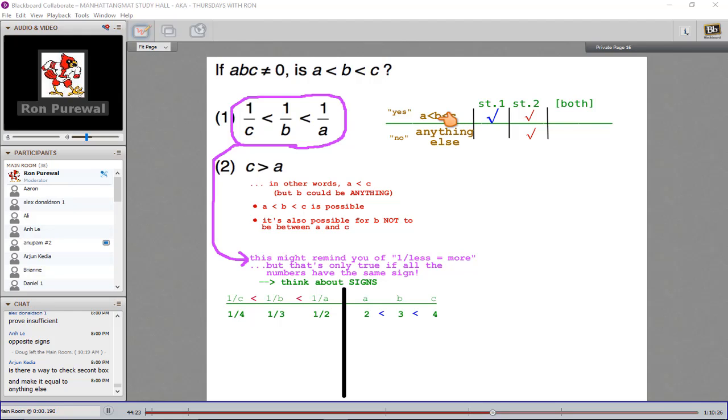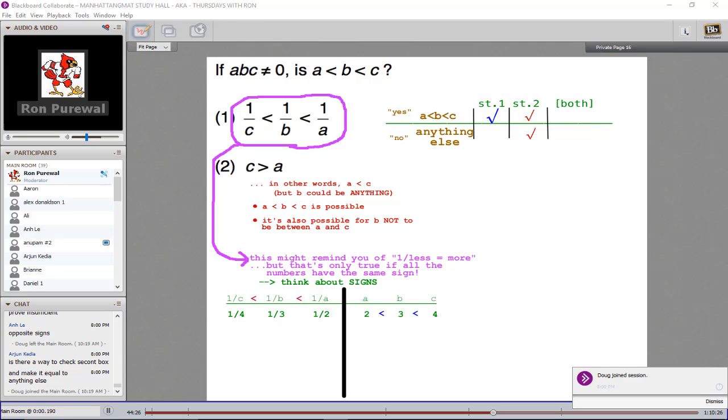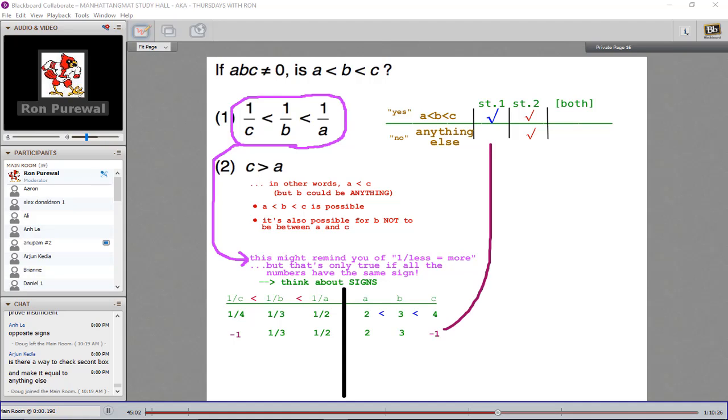So one very easy way to do that is just to make one of them negative. So if we just keep the 1/3 and the 1/2, and then we get rid of the 1/4. So let's just replace that with a negative number, like -1. And that means this is also -1. So it's not in the same order. It's in a totally different order. So that's going to check the bottom box. Not sufficient.